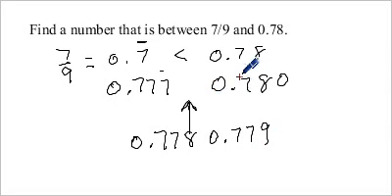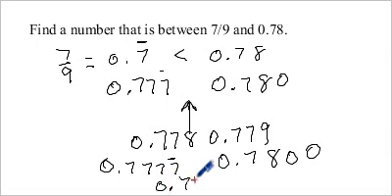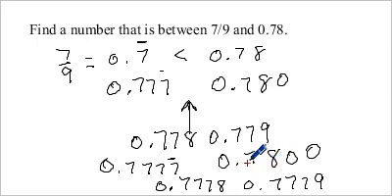Now if you want to find some more numbers, you would just take it out to 4 decimals. So 0.7800, and here we have 0.7777. So again, you can see that numbers that come between are 0.7778, 0.7779, all the way to 0.7800. So if you need to find more numbers, you can just extend the decimal by adding a 0, without changing the value of this original decimal.